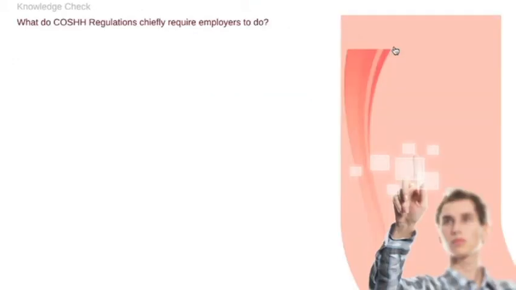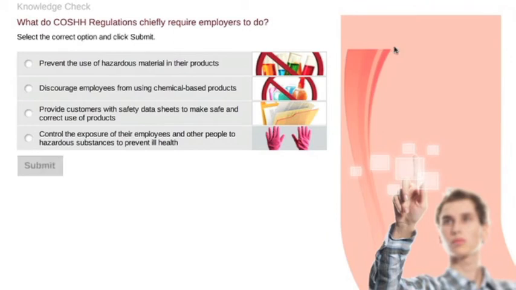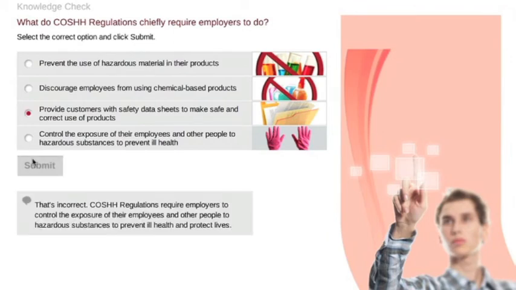What do COSHH regulations chiefly require employers to do? Select the correct option and click Submit. That's incorrect. COSHH regulations require employers to control the exposure of their employees and other people to hazardous substances to prevent ill health and protect lives.